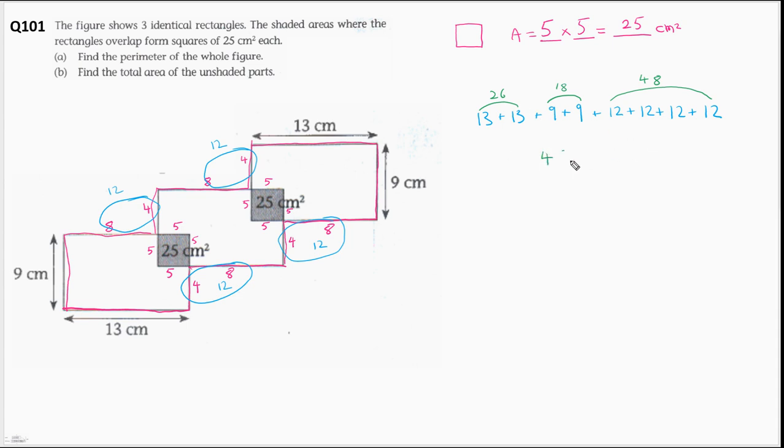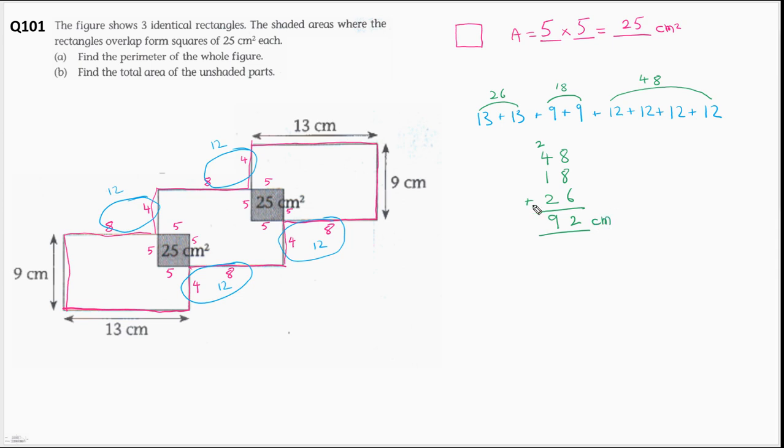All right, so we've got 48, we've got 18, and we've got 26, and we're going to add them up. So 2 8s are 16 plus 6 is going to give us 22. And then, all right, so that's 6, 7, 8, 9. So the total is 92 centimeters.